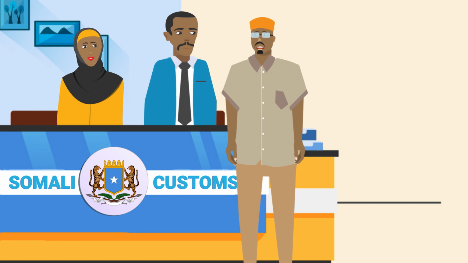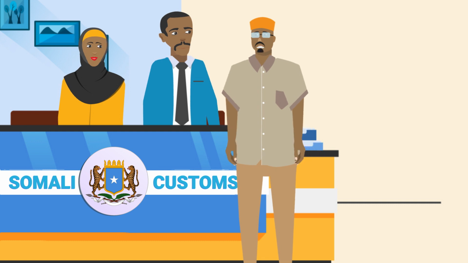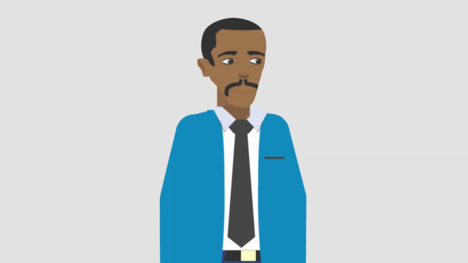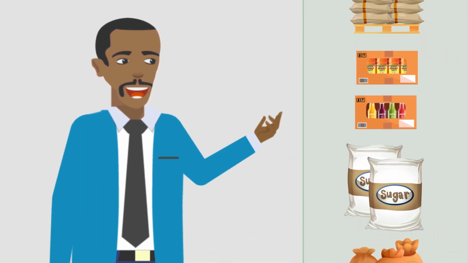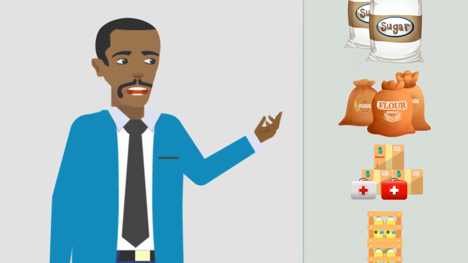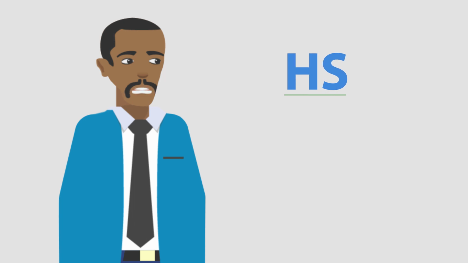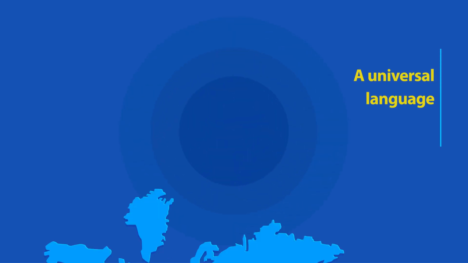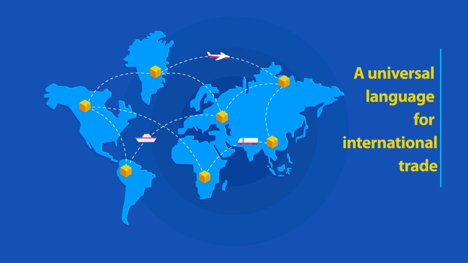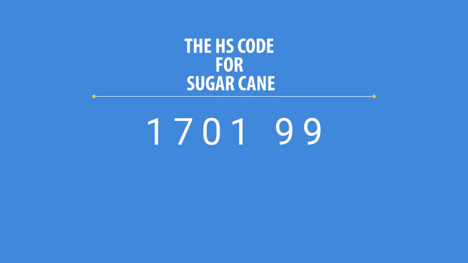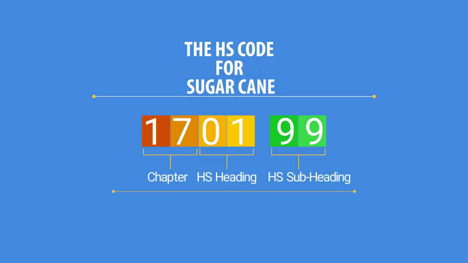Greetings. In order to complete the SOMSAD online, I understand I am required to classify each of my goods with a commodity code. How do I do this? You are correct. Each one of your goods here has its own separate commodity code. This code is part of the Harmonized System, or HS, a universal language for international trade. The Harmonized System is an organized system of goods descriptions and their classification code numbers.